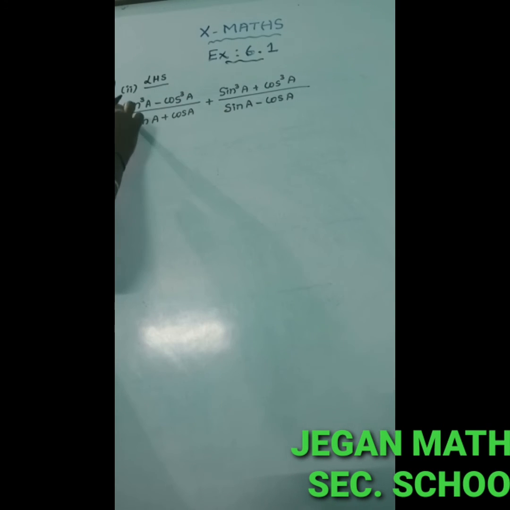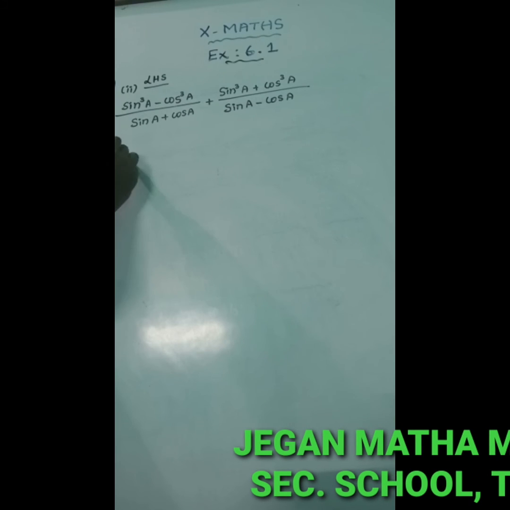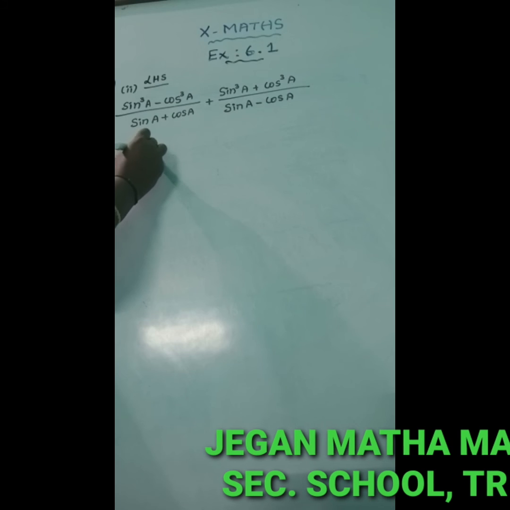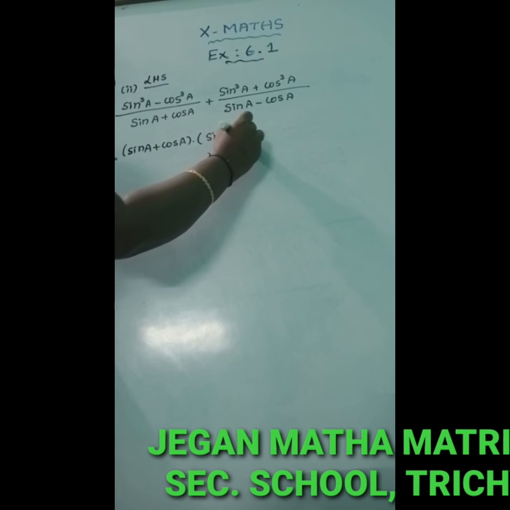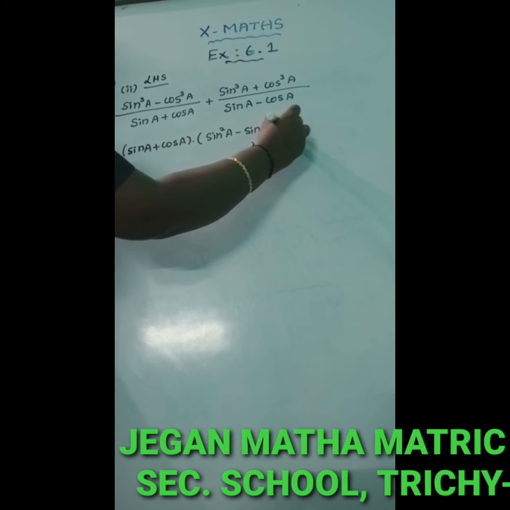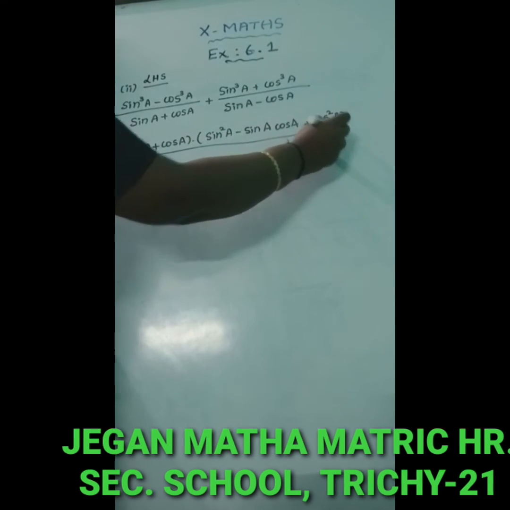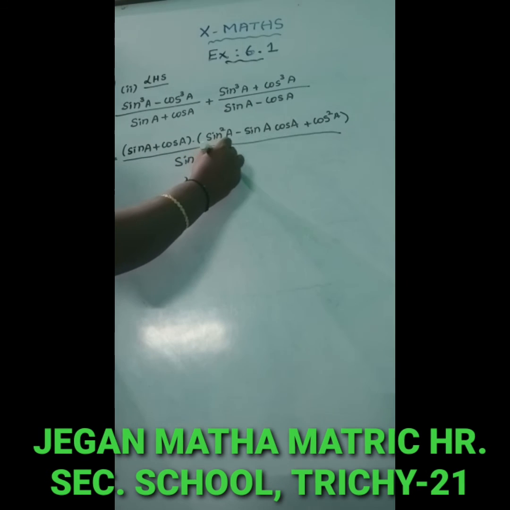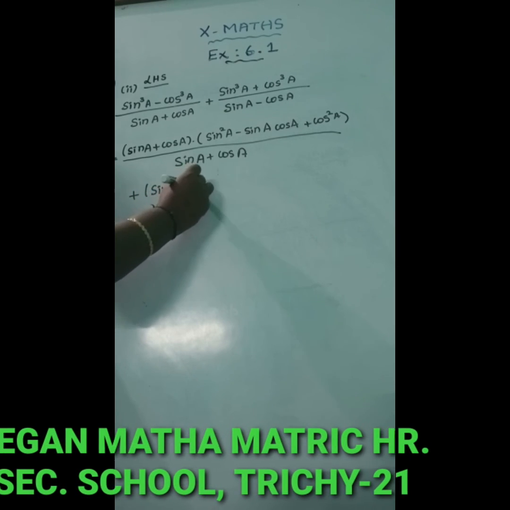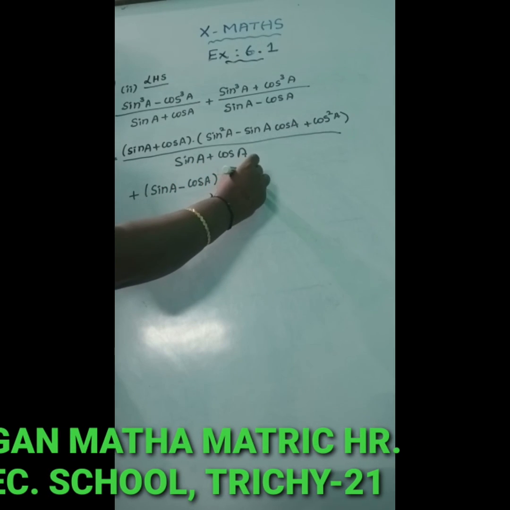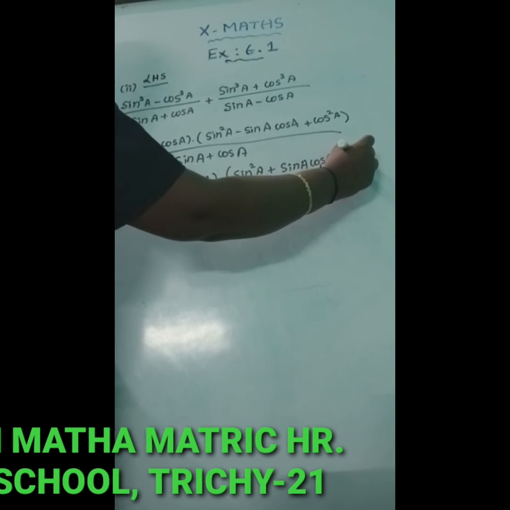In the next step, using the a cube minus b cube formula, a minus b into a square plus ab plus b square, we have sin A minus cos A into sin square A plus sin A into cos A plus cos square A, whole divided by sin A plus cos A, plus sin A plus cos A into sin square A minus sin A into cos A plus cos square A.